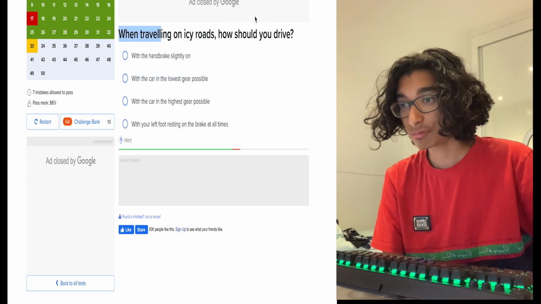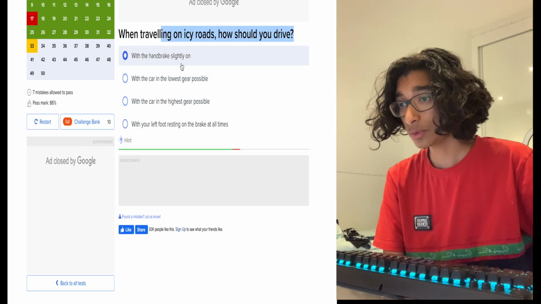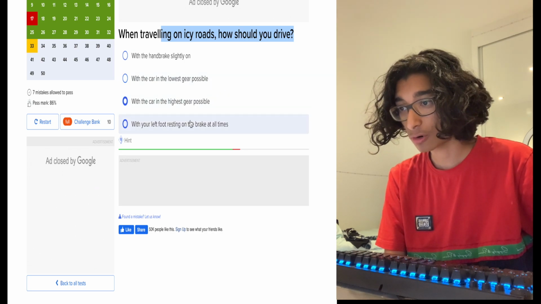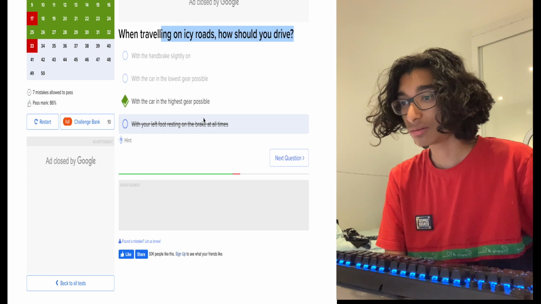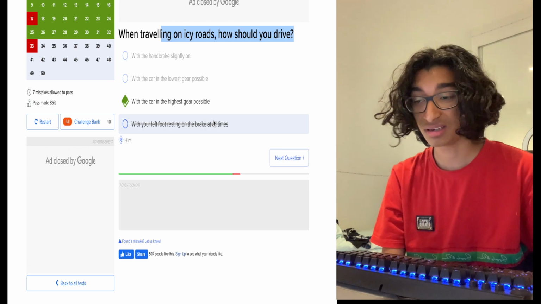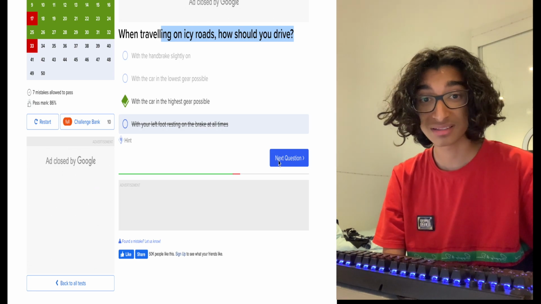When travelling on icy roads, how should you drive? With your handbrake slightly on, with the car in the lowest gear possible, with the car in highest gear, that's wrong. Oh no, highest gear possible? Why would it be high? I have no idea. Haven't even learnt about gears.